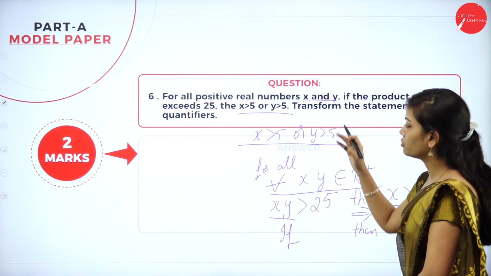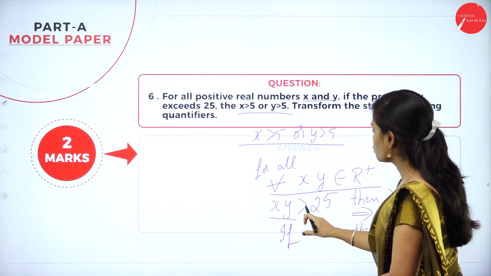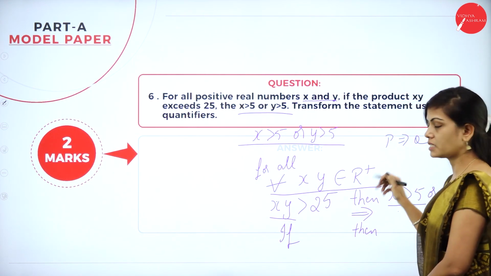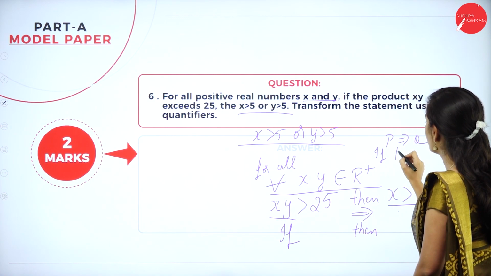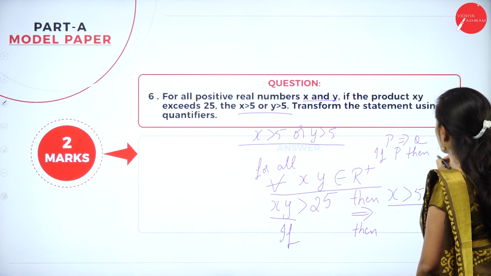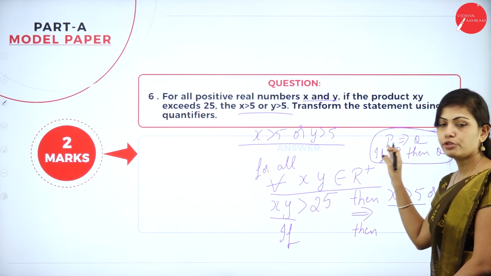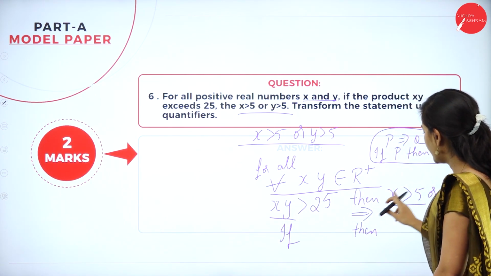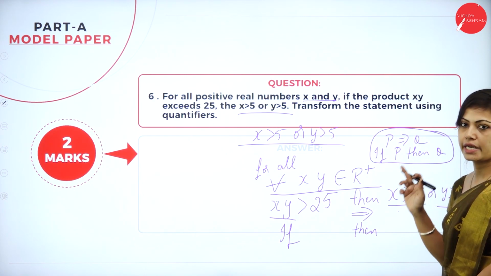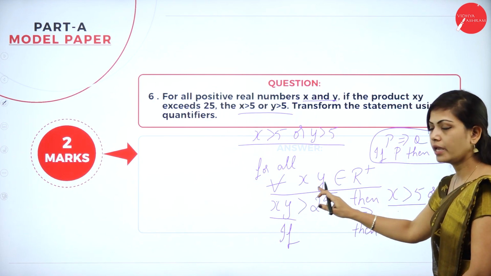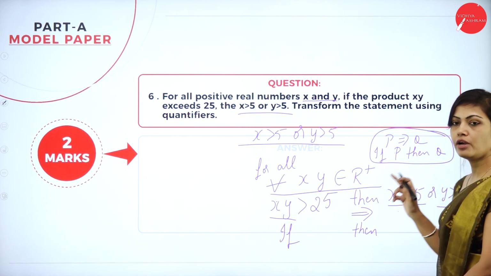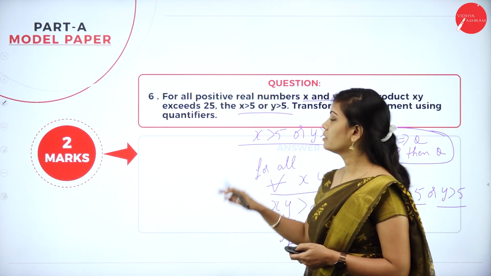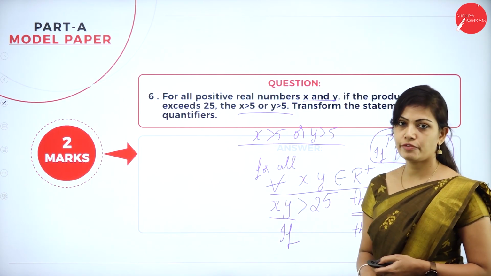So this statement you have to transform into quantifier form. What is the statement? If P, then Q. Already I have explained this, right? If P, then Q. So you can use this concept. If xy is greater than 25, then x is greater than 5 or y is greater than 5. So this is called mathematical logic, that is, the concept of quantifiers.